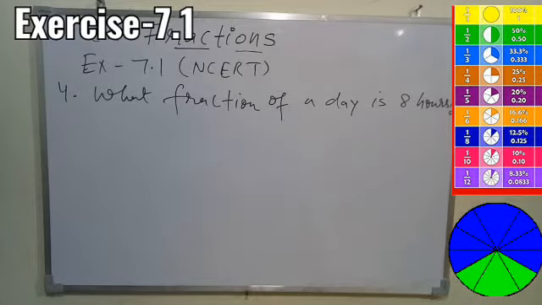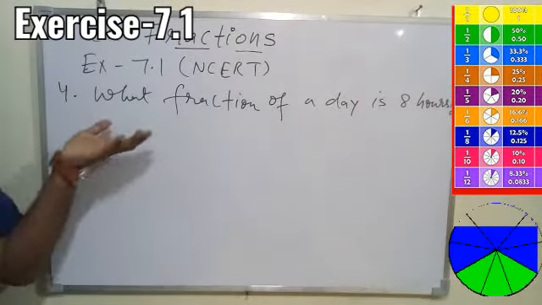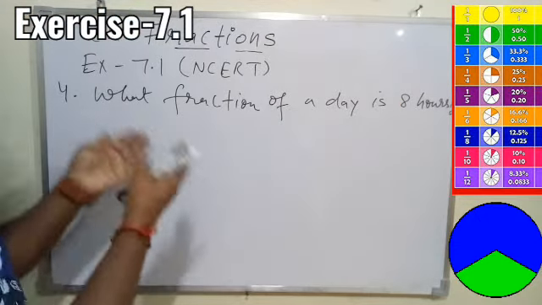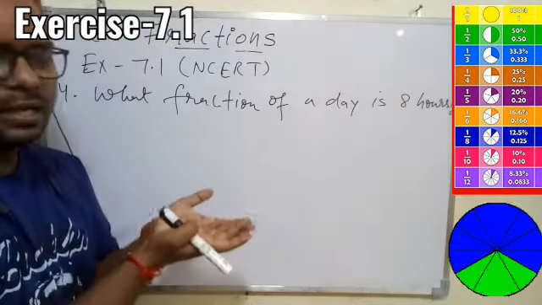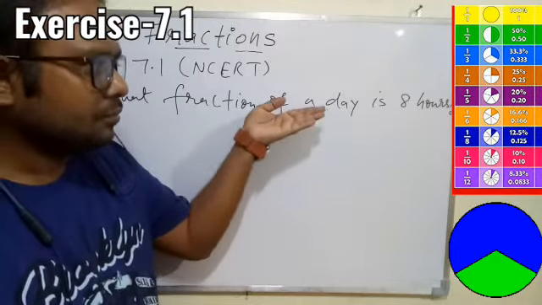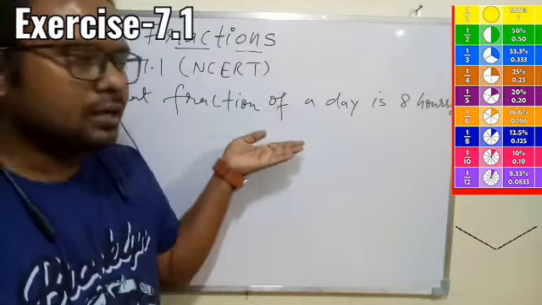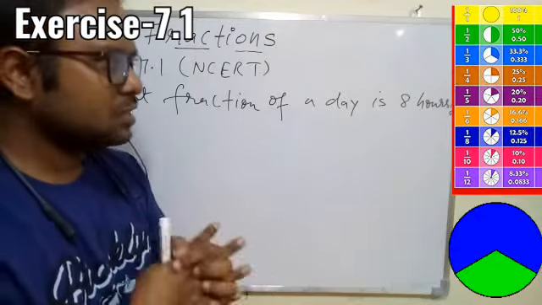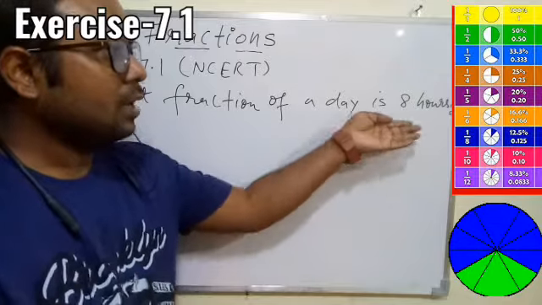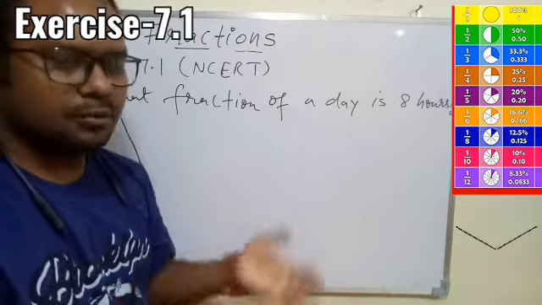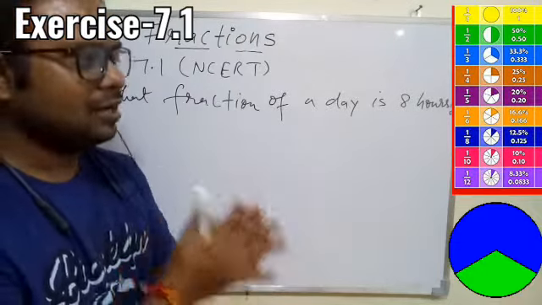Now this is the question given to you. What fraction of a day is 8 hours? So the meaning is, in a day, how many hours do we have? 24 hours in a day, and out of 24 hours, 8 hours is a part of that. So overall, if you have to compare 8 hours with the 24 hours of a day, then how do we show it with the help of a number, that is, a fraction? Overall, out of 24 hours, 8 hours are a part of the total number of hours in a day.